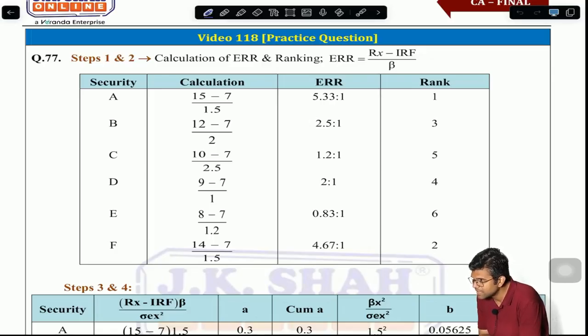Rx minus IRF the whole upon beta. Like that I am getting ERRs and then I am ranking them. Everybody clear? Can you quickly complete this? Try on your own if you want. No problem.